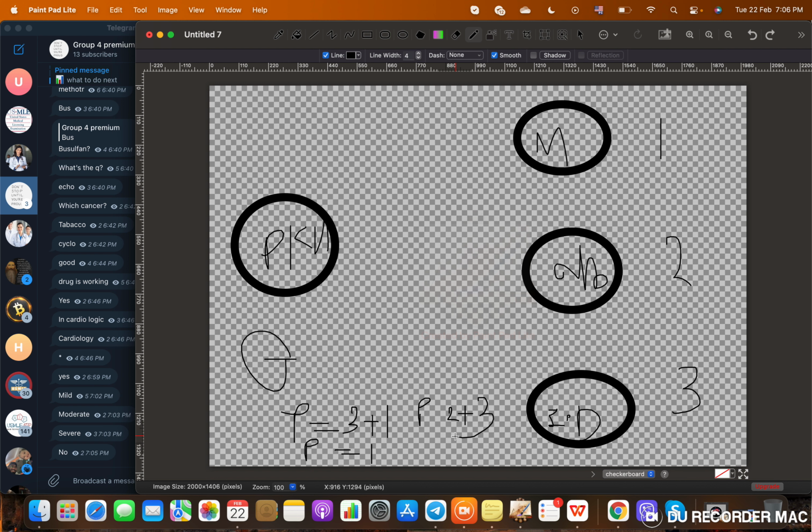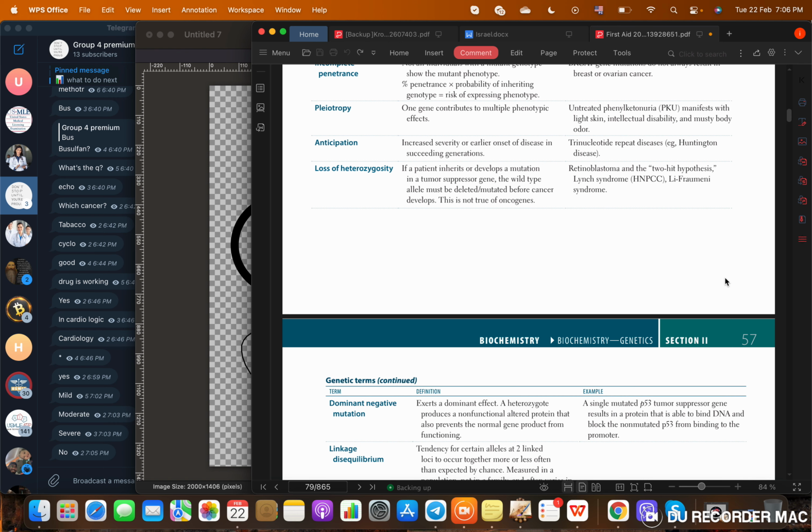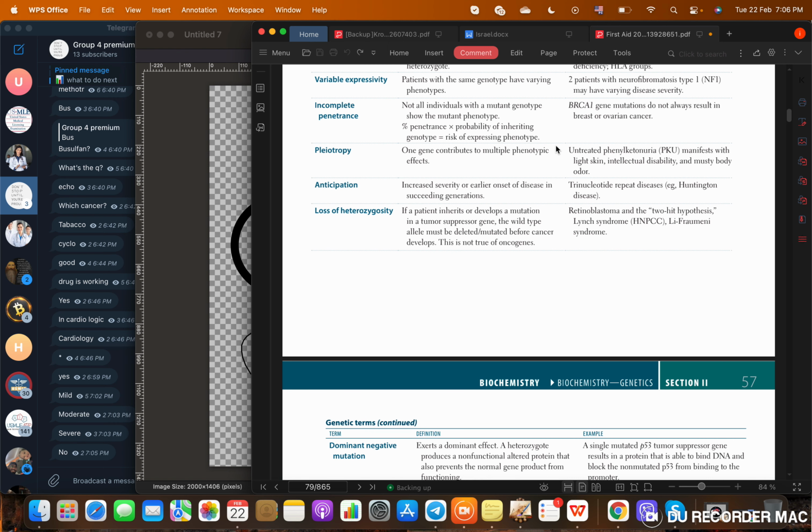Thus, if there is no progressive scale of severity in a disease, it cannot be variable. We cannot say that this disease has variable expression. No, it has pleiotropy. Untreated phenylketonuria manifests with light skin, intellectual disability, and the musty odor. Anticipation means an increased severity. Okay, so that's variable expressivity versus pleiotropy, now incomplete penetrance.